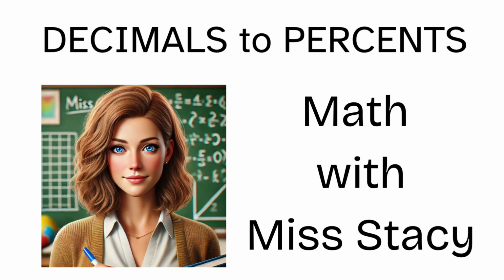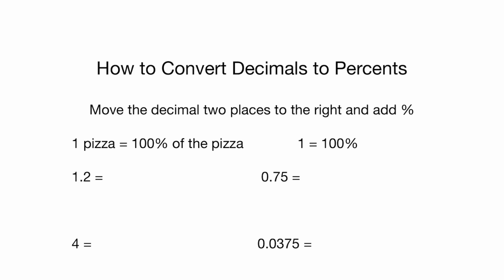In this video, we're going to learn how to convert decimals to percents. Move the decimal 2 places to the right and add the percent sign. For example, 1 pizza equals 100% of the pizza. The number 1 equals 100%.